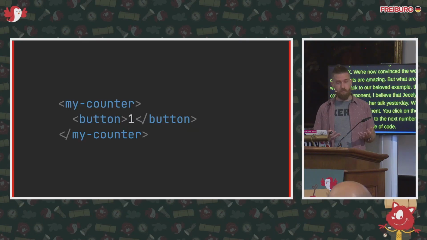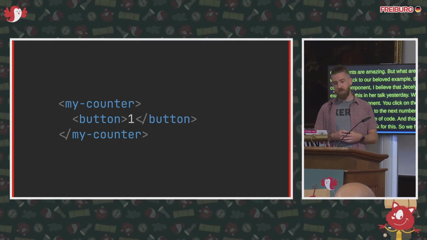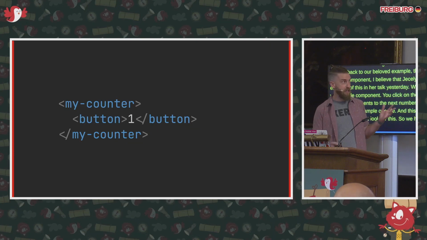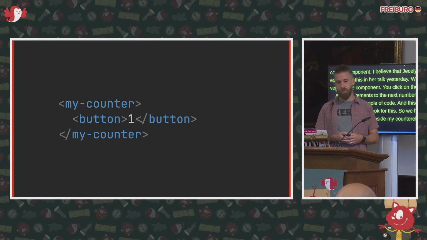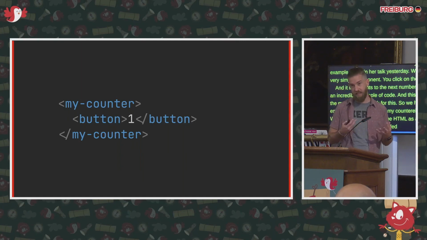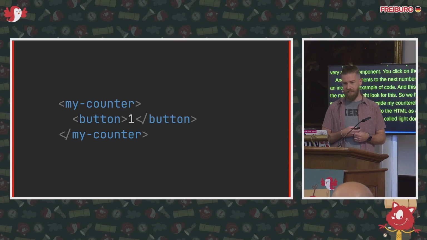And this is what the markup might look like for this. So we have embedded a button inside of our my-counter element. We just put that right into the HTML as a child. And this is sometimes called light DOM. Some people call it light DOM. I like to just call it HTML. I don't know why we need a new name for a thing that already exists.